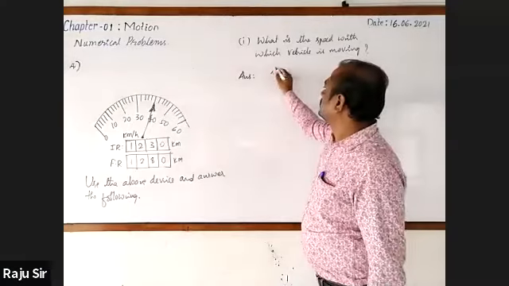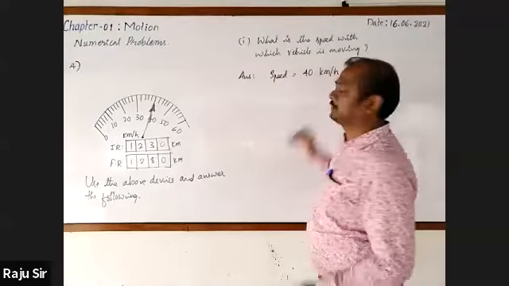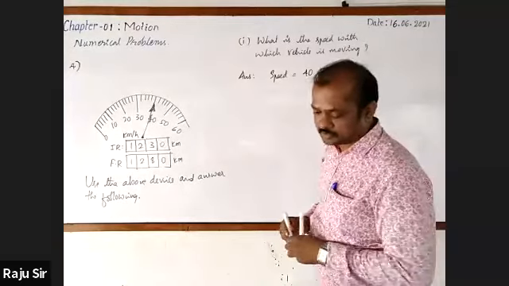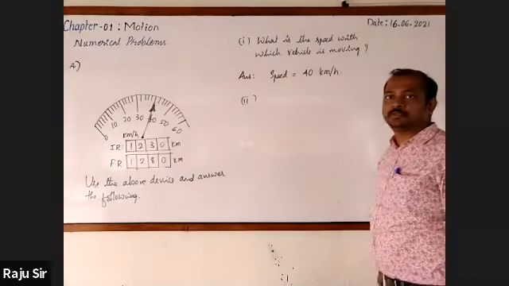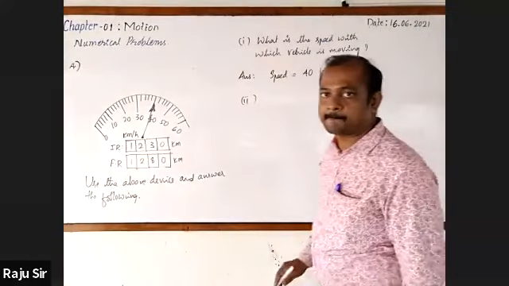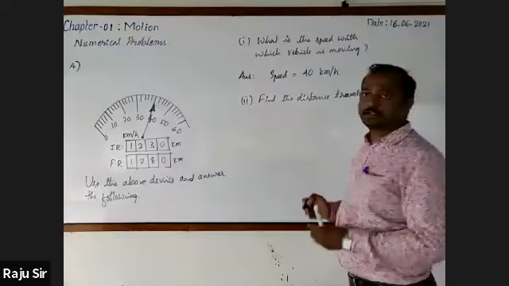40 kilometers per hour. Speed is equal to 40 kilometers per hour. Second sub question is: find the distance traveled.